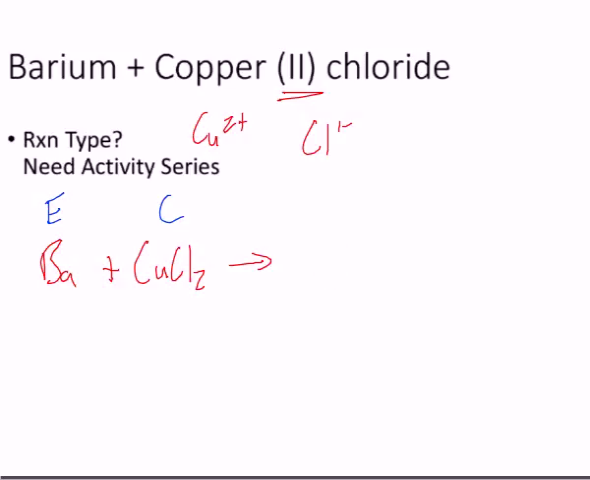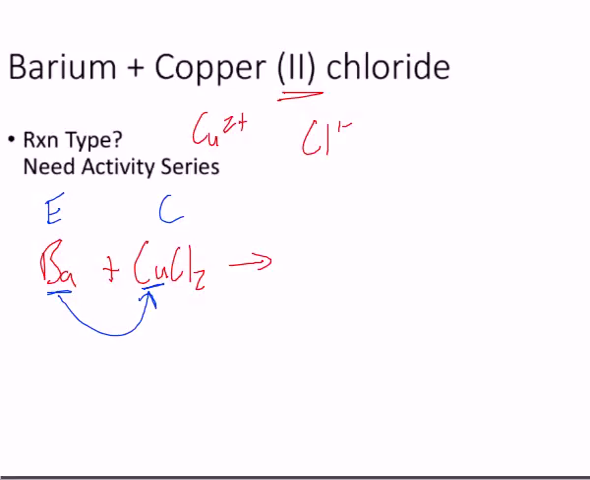Okay, single replacement. So barium is going to try to come in and kick out which one? You said chlorine, right? But is not bromine. Is barium going to kick out chlorine? No. Barium's going to kick out who? Copper. Why? Because barium is a metal. It's going to kick out the metal or the cation, right?